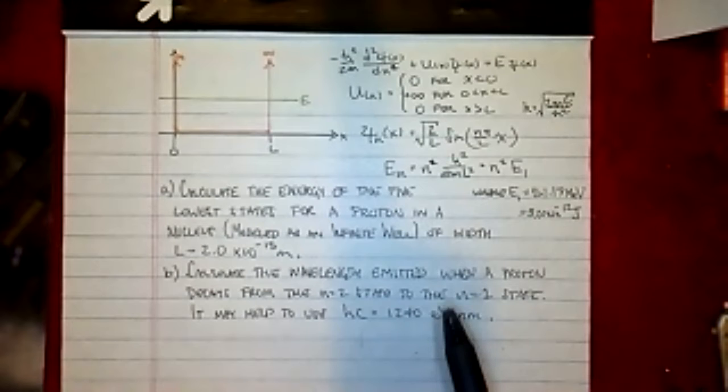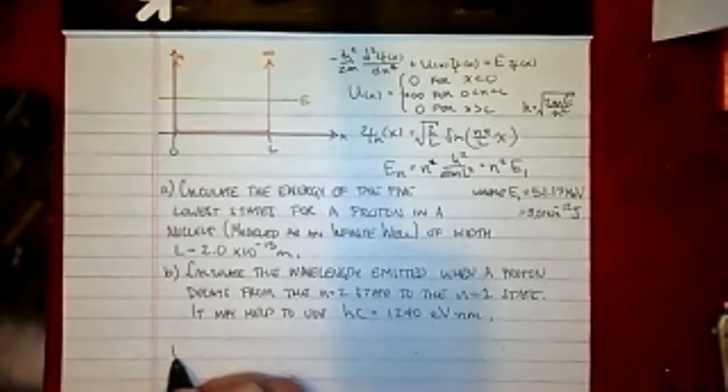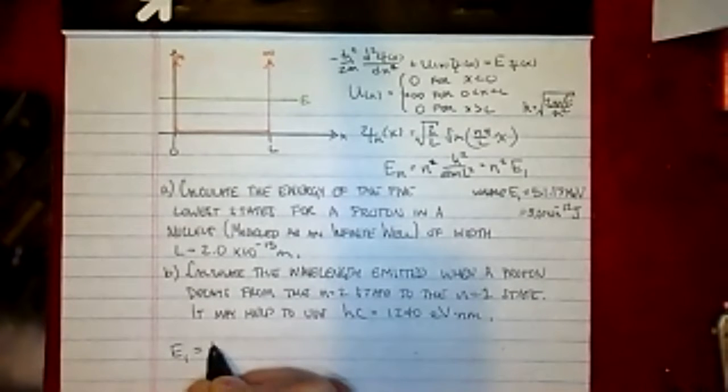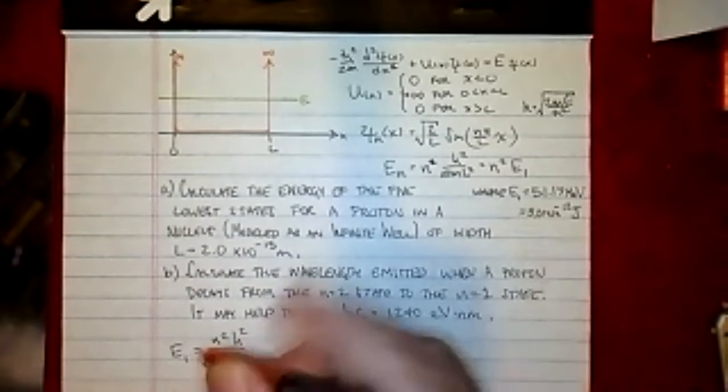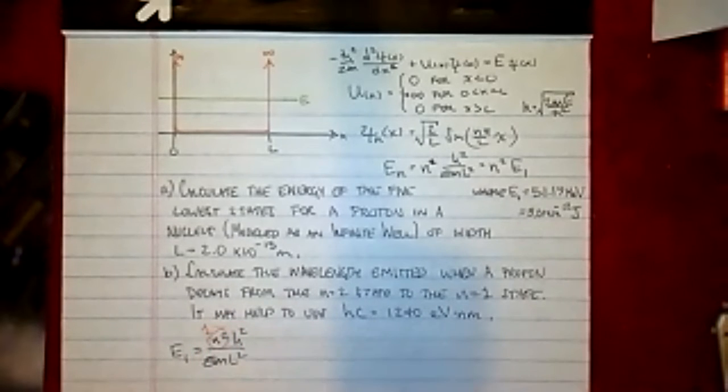But if I convert it, instead of joules times meters, to electron volts times nanometers, I get this quantity, and that's a lot easier to work with. So let us start. First off, I'm going to calculate what E1 is. E1 is defined to be n squared, for n=1, times h squared over 8 m L squared. And of course, for E1, n squared is just 1.